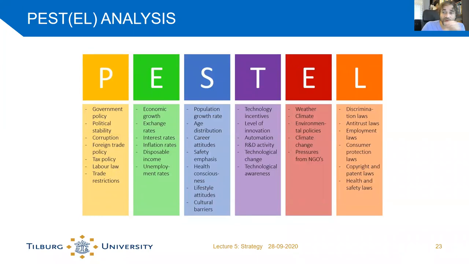So how in depth do you have to go into this in the business plan? Not in depth at all. So only mention those specific factors that you think may affect successful adoption of your innovation. So if your innovation has nothing to do with any environmental things, don't mention the E of environmental at all. If you don't expect any legal issues, don't mention the L at all.